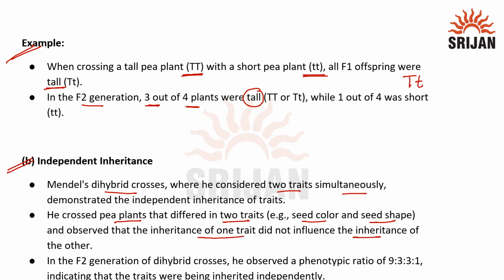That's the reason even if only two types of plants were there in the parental generation, four possible combinations were observed in the case of F2 generation. So in F2 generation of dihybrid cross, he observed that the phenotypic ratio was 9 is to 3 is to 3 is to 1, and four different combinations were observed, indicating that the traits were being inherited independently.